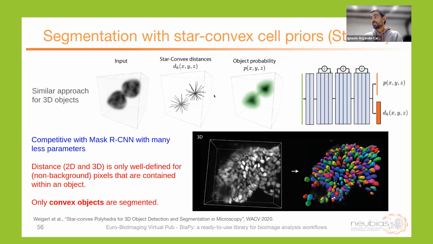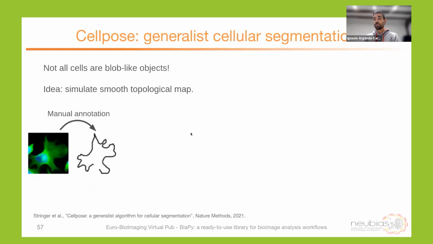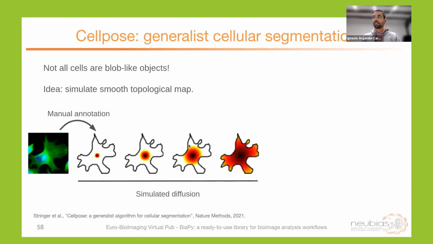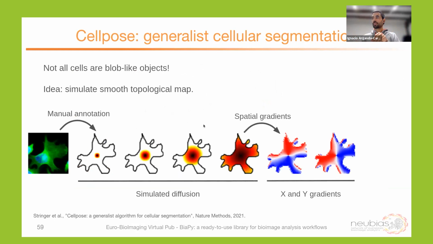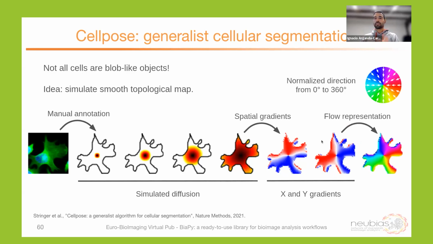So this is what the people from Cellpose said later. They said, okay, not all the cells that I need to segment are blob-like objects. So they came up with this other idea, where they simulate the diffusion process from the center of the cell towards the borders that can be represented with just spatial gradients in X and Y, okay? And actually, they very nicely represented it later with what they call flow representation. They normalize the direction of the flows to the center with this very colorful image.